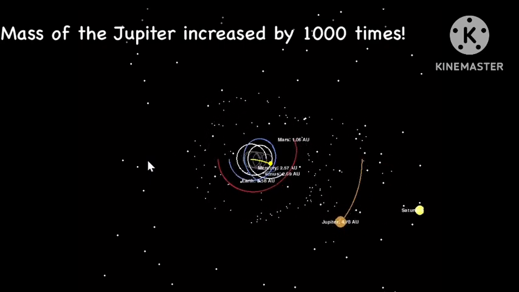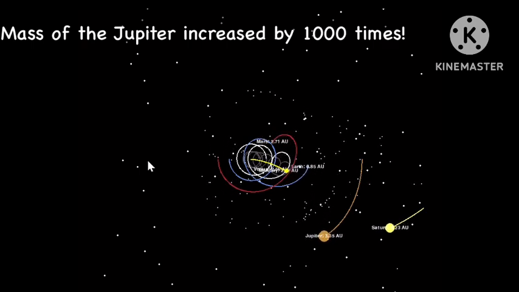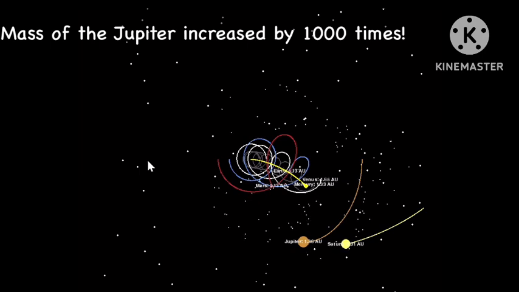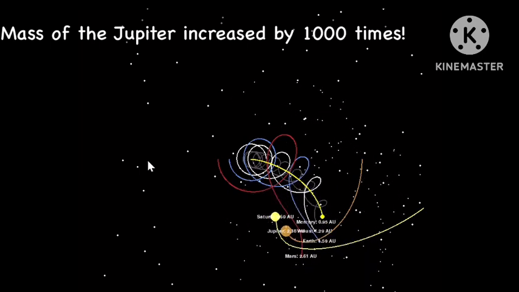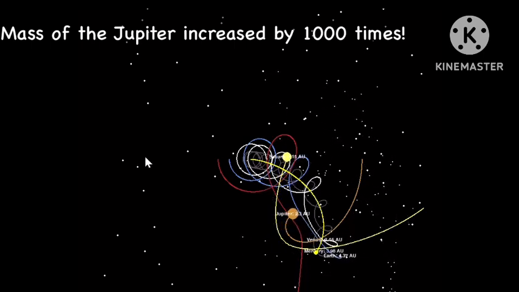In the second simulation, we increased the mass of Jupiter by 1000 times. As expected, Saturn collided with Jupiter and the Sun began moving towards it. This model is flexible and can be used to determine the impact of such changes in our solar system.